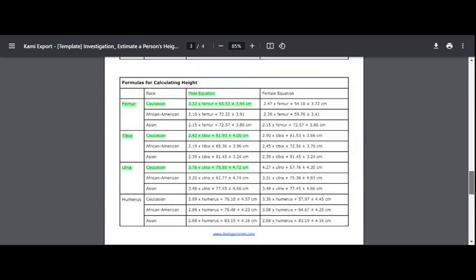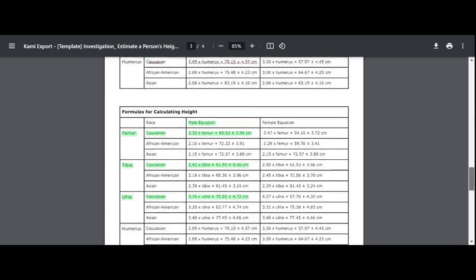So again, I'm getting those formulas from this chart right here that's titled Formulas for Calculating Height Based Upon Race. That breaks the equation down for both males and females using the femur, tibia, ulna, and humerus lengths.